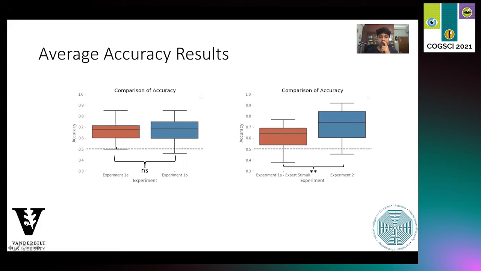First set of results show that both novices and experts do the task above chance. Experts are better than novices, but once again, we have to restrict experiment 1A to only expert stimuli to make this comparison because they actually had different stimuli sets.